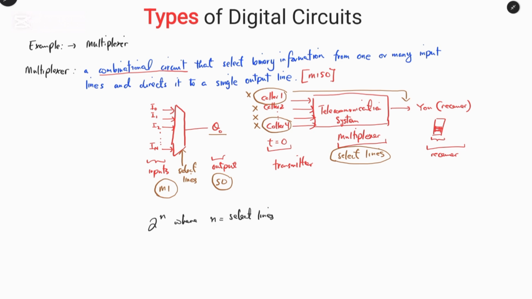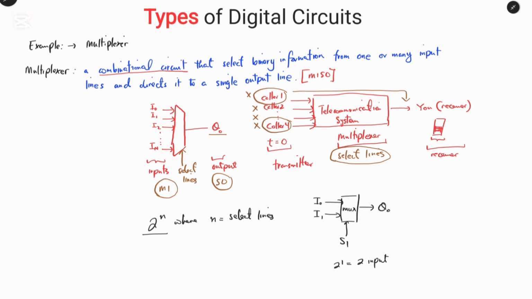For example, if we want to know the number of inputs of a multiplexer, which is called the MUX, and we have 1 select line, to know the inputs we have 2 to the power 1, which gives us 2 inputs. So we can have input 1 and input 2. Depending on the select lines, if the multiplexer has 1 select line, it will have 2 inputs, and we all know that the output will always be 1.